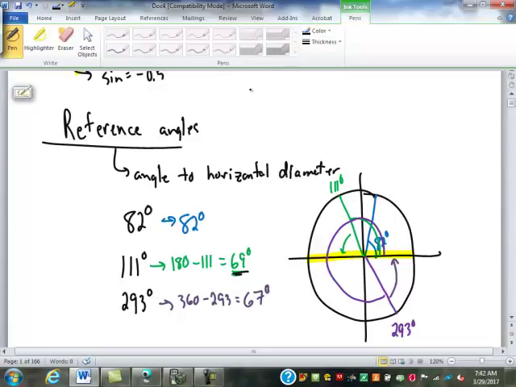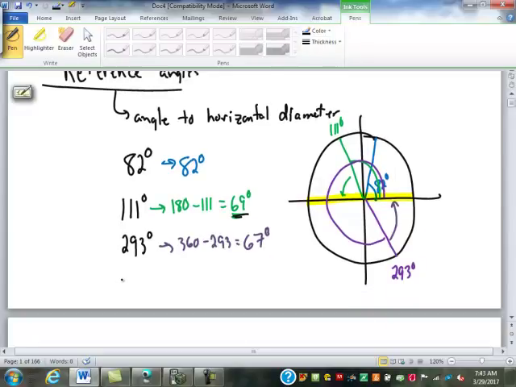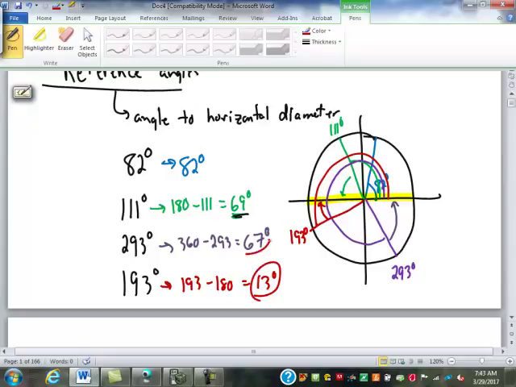Or I might give you 193 degrees. So again, there's 90, 180, and 193 is going to be down here. So where's the closest shot? You got it. Back down to 180. So 13 degrees is the reference angle.